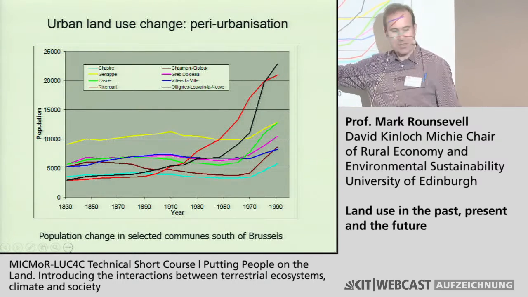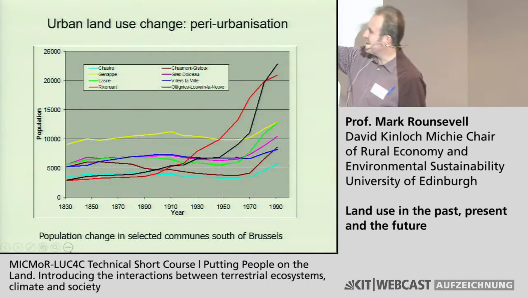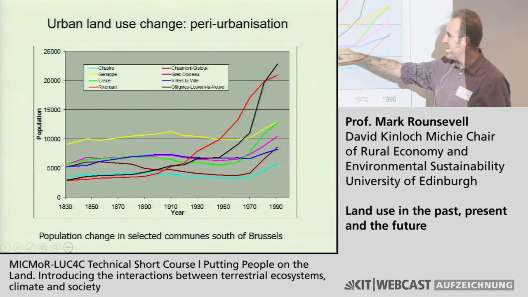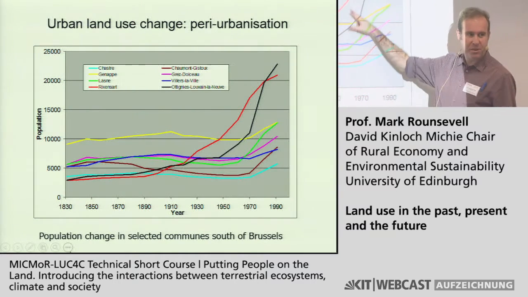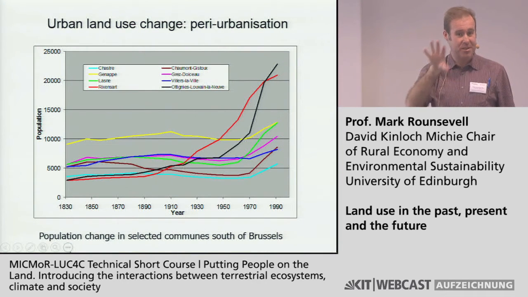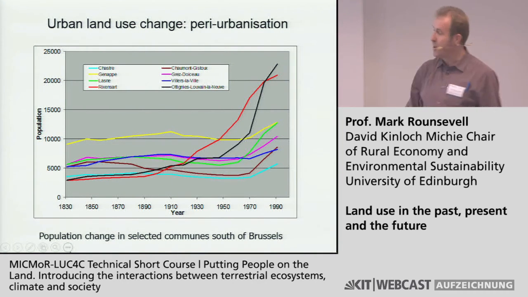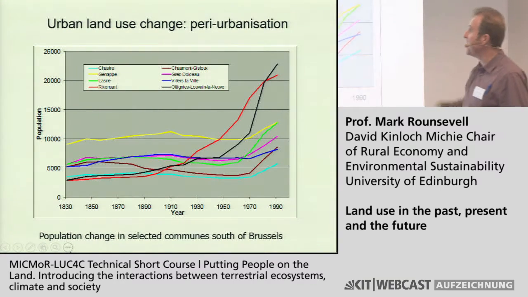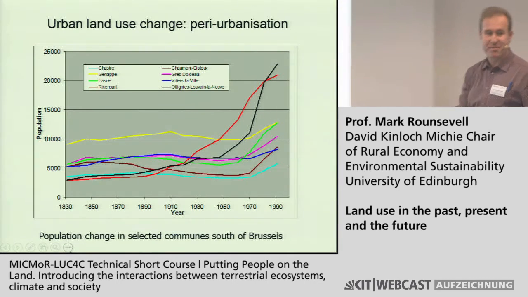So, if you look at the red curve, this is the commune called Rixensart, and you've got another one here, the black one, Ottignies-Louvain-la-Neuve. Now, these actually started this upward swing earlier, because these communes are closer to Brussels. And what's going on here is a process, it says it in the title, so there was a bit of a clue for any of you who wanted to hazard a guess, known as peri-urbanization.